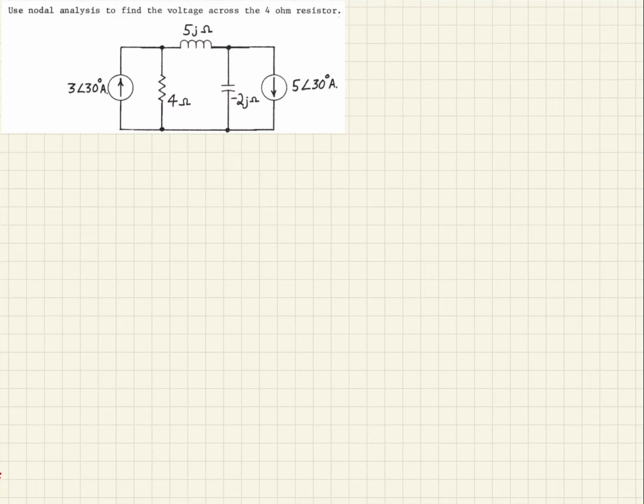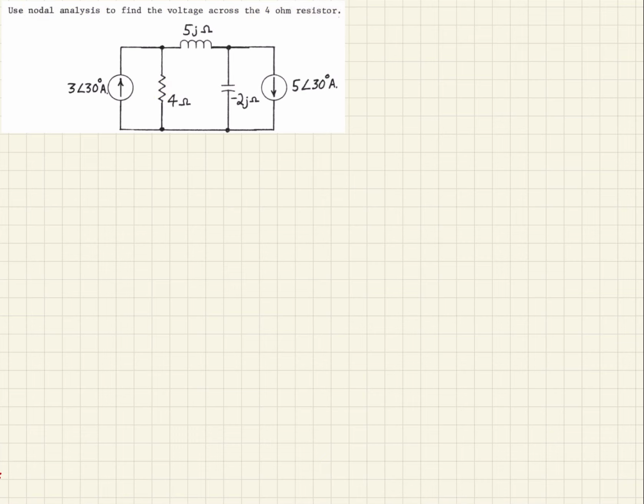So here's a quick example involving nodal analysis, but this one's a little different in that we do have some nonlinear components, inductance and capacitance, and what they're asking us to do is to use nodal analysis to determine what the voltage across the 4 ohm resistor is. So here's the 4 ohm resistor, and that's what we're going to try to calculate.